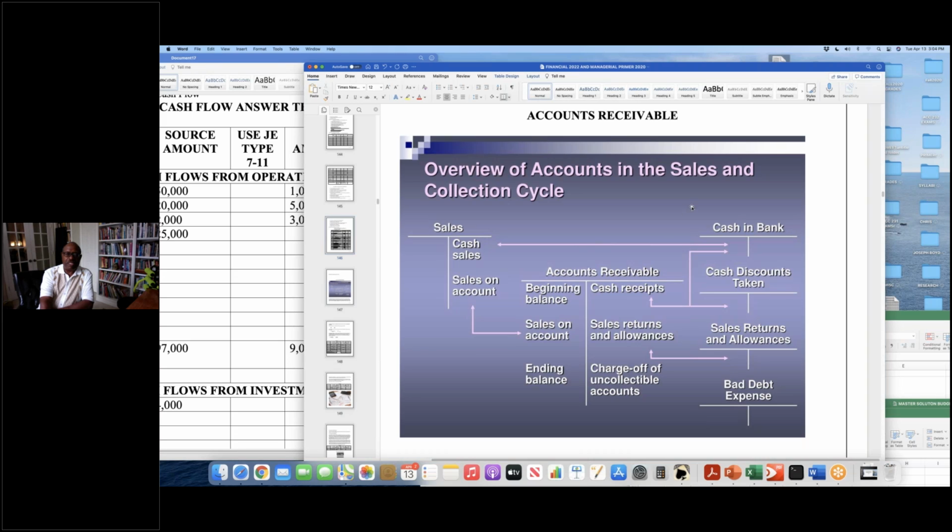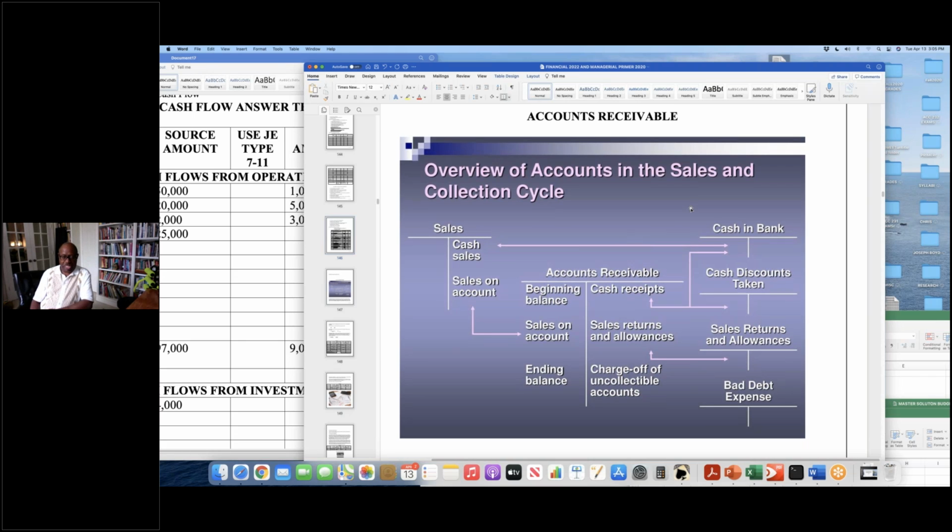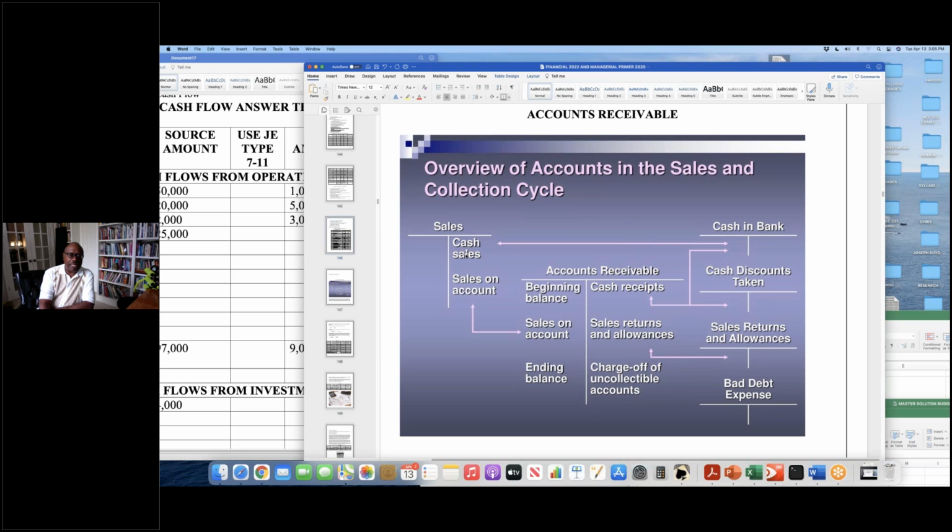Overview of accounts in the sales and collection cycle. We covered cash, and when we covered cash, we looked at the statement of cash flow, which we just looked at, and we also looked at the bank reconciliation. Now we're on accounts receivable, where we make the sale. If it's a cash sale, money goes straight to the bank. But if it's a sale on account, it goes into accounts receivable, and then we have to collect the cash when it's sold on account. Then it gets into cash.